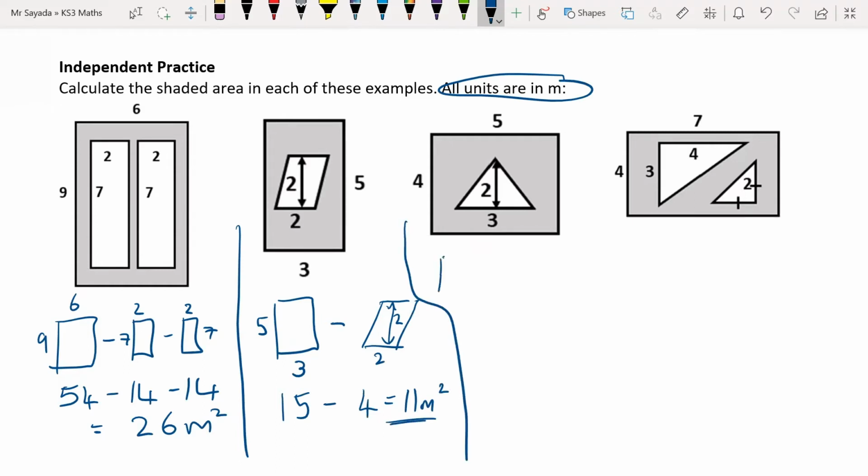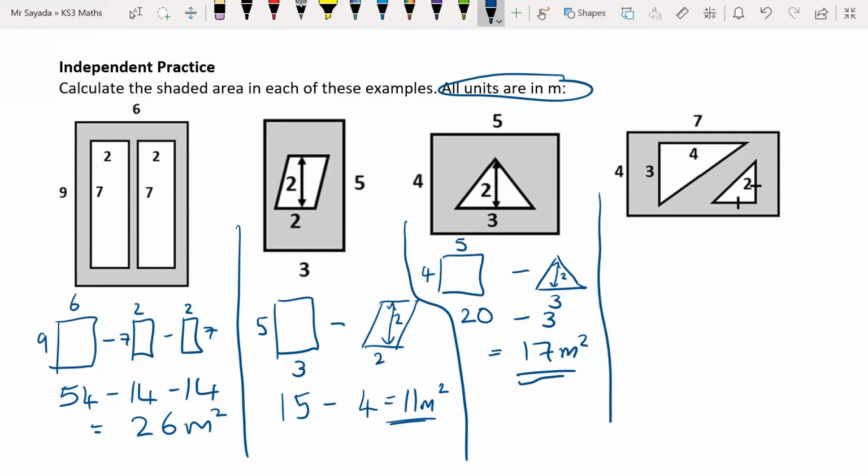For the next one, we have the rectangle minus the triangle. The rectangle is a 4 times 5. The triangle is a 3 and 2. So the area of the rectangle is 5 times 4, which is 20. The area of the triangle is 3 times 2 divided by 2. So that's 6 divided by 2, which is 3. So we end up with 17 meters squared.